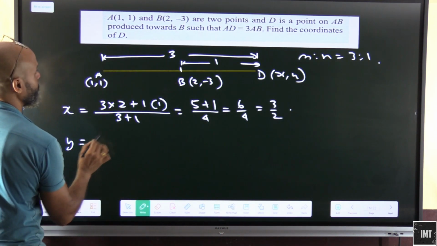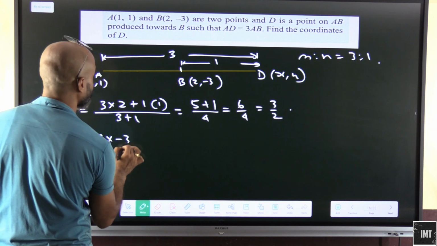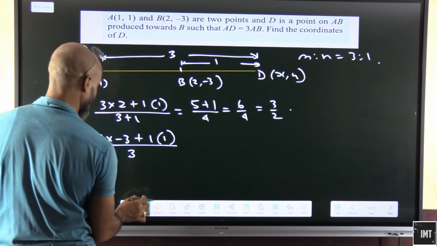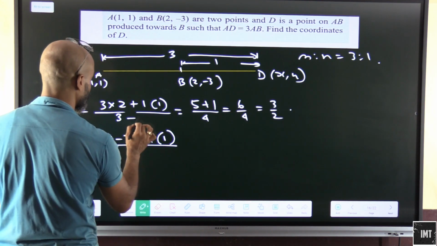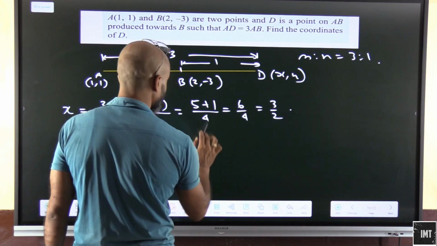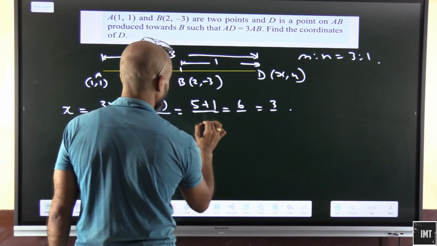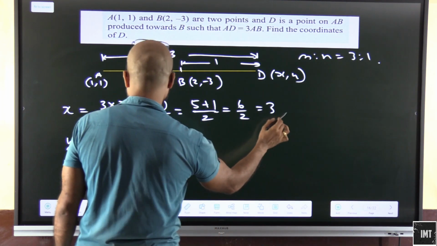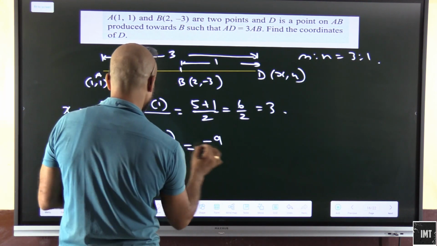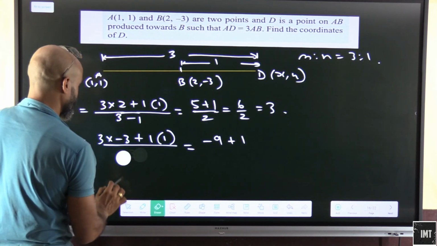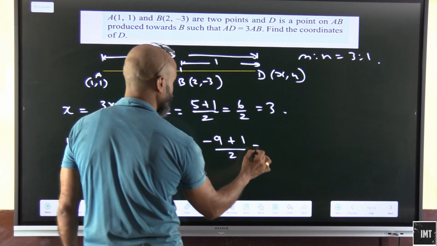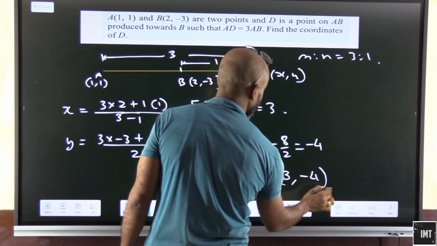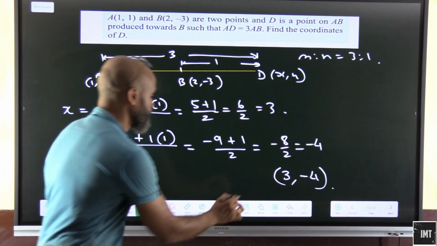Okay, and y will be equal to 3 into minus 3 plus 1 into 1 upon 3, sorry, this will be 3 minus 1, I am so sorry here, 3 minus 1, so this will be basically 2, so this will be basically 3. Okay, here we have minus 9 plus 1, again 3 minus 1, that is 2, so this will be 2 minus 8 by 2, that is minus 4, so this will be 3 and minus 4. The coordinates of D will be 3 and minus 4.